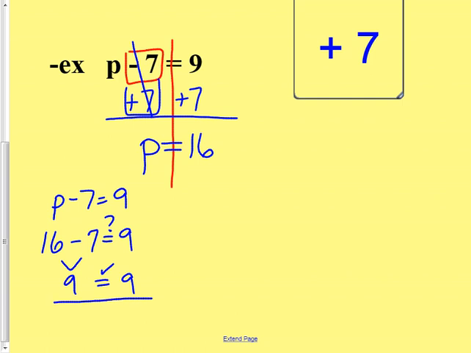Again, think about that idea of a scale. The whole way down, the two sides have to stay equal. And if they do, then we've done our equation correctly.